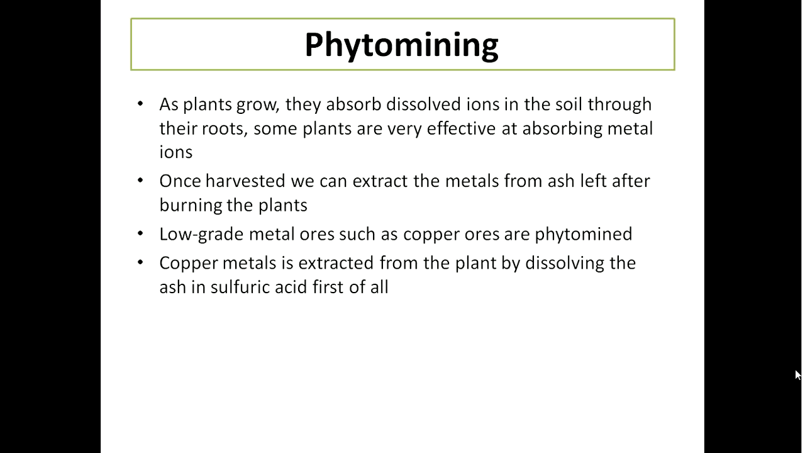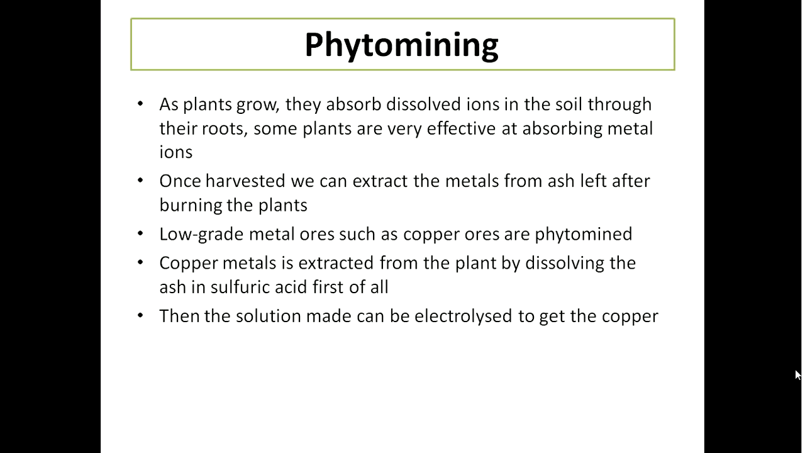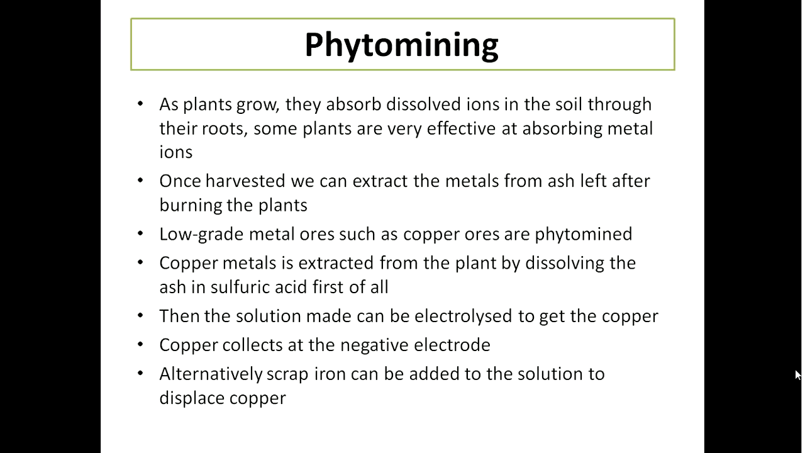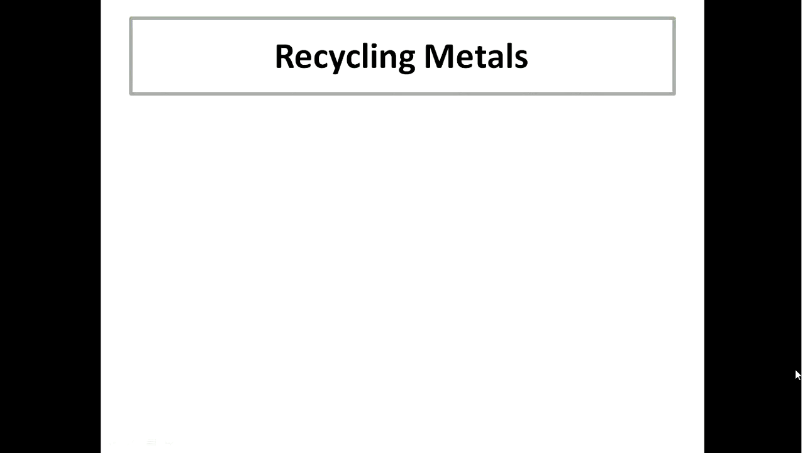Copper metal is extracted from the plant by dissolving the ash in sulfuric acid first, and then the solution made can be electrolyzed to get the copper. Copper collects at the negative electrode. Alternatively, scrap iron can be added to the solution to displace copper in the following reaction: iron plus copper sulfate, arrow, iron sulfate plus copper.